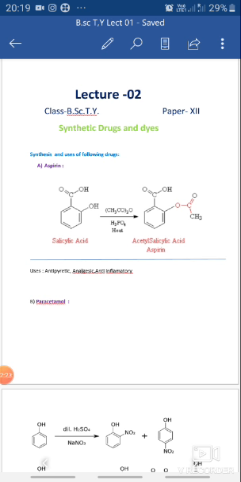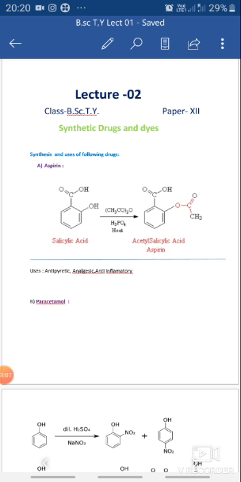When we are considering the preparation of aspirin, the starting material is salicylic acid and acetic anhydride. Instead of acetic anhydride, we can also use acetyl chloride. Now, what is happening in this case? Firstly, we have to prepare salicylic acid from phenol.